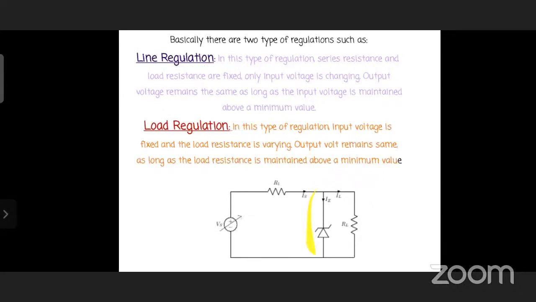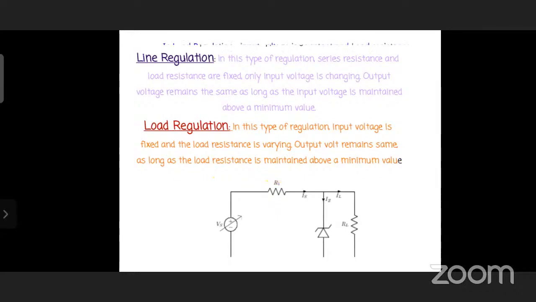We can regulate with the Zener diode in two ways, that is line regulation and load regulation. In line regulation, we keep constant series resistance and load resistance, and only the input voltage is changing, and the output voltage remains the same as long as the input voltage is maintained above a minimum value, that is the Zener diode voltage. In load regulation, the input voltage is fixed and the load resistance is varying; the output voltage remains the same as long as the load resistance is maintained above a minimum value.